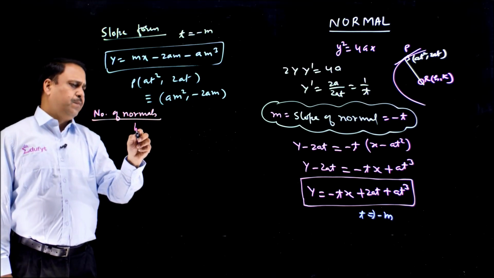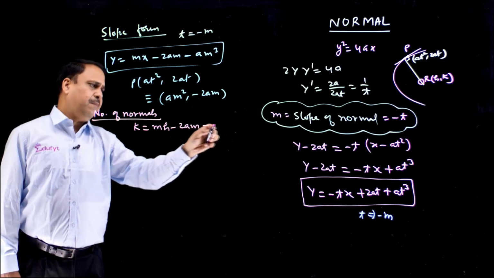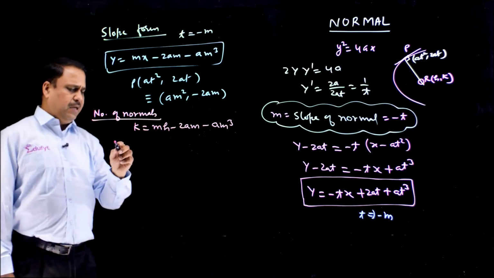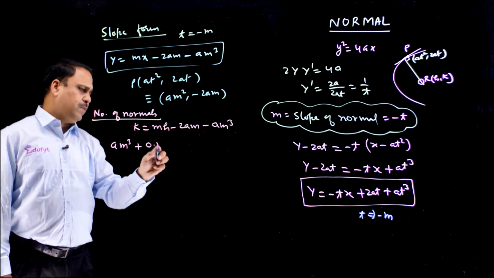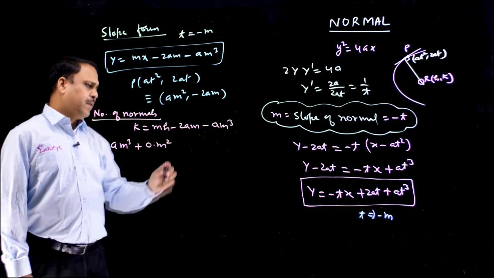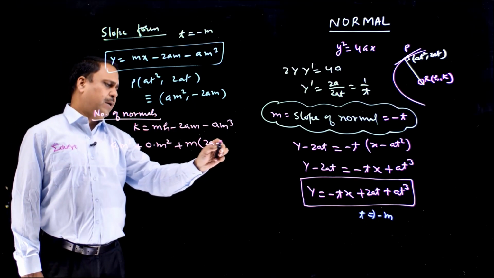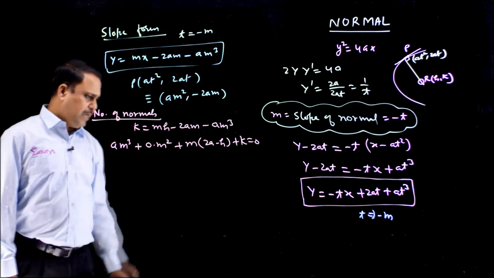So k is equal to mh minus 2am minus am cube. That means I can write it as a cubic: am cube plus 0 into m square, as there is no term containing m square, plus m into 2a minus h plus k is equal to 0, transferring all the terms to this side.